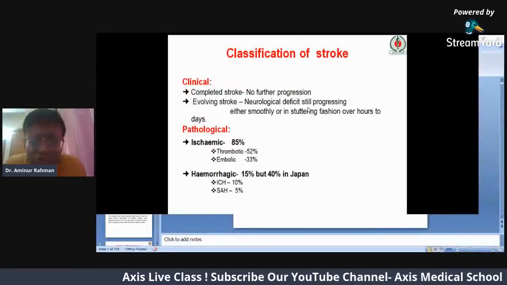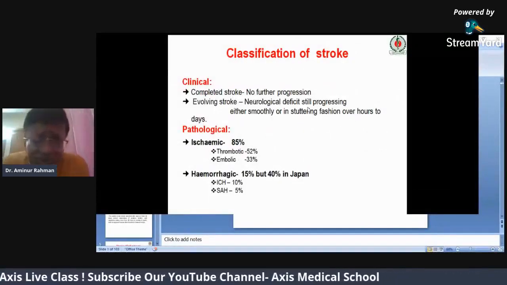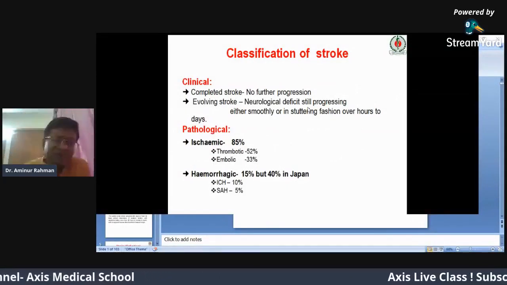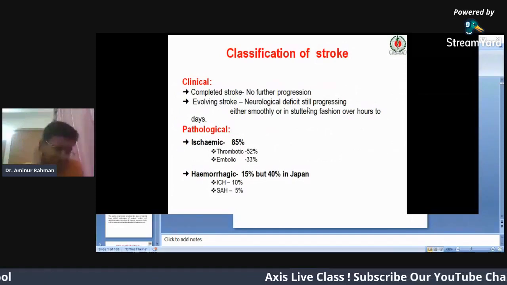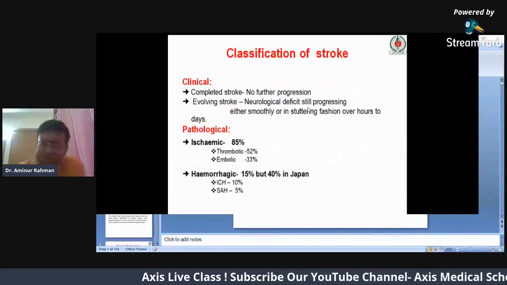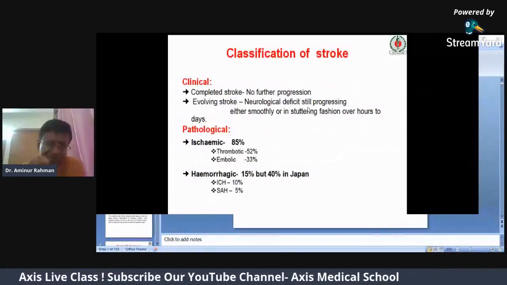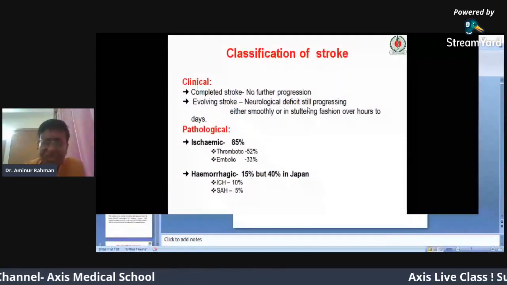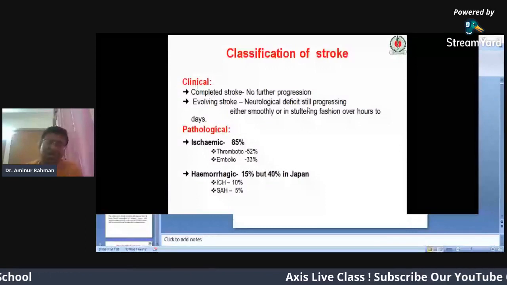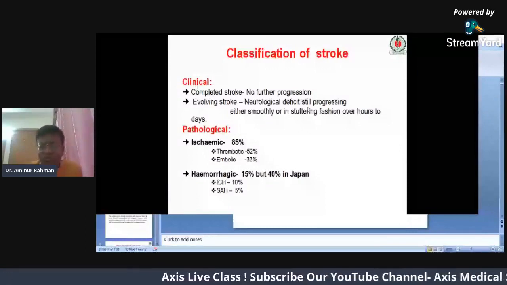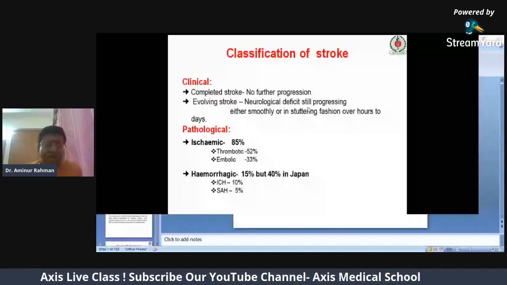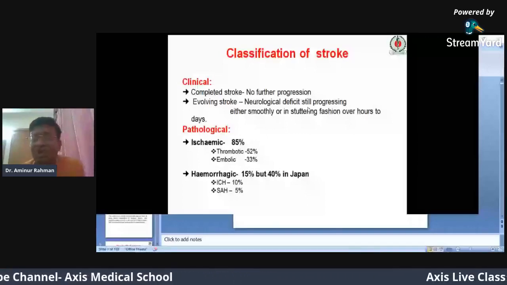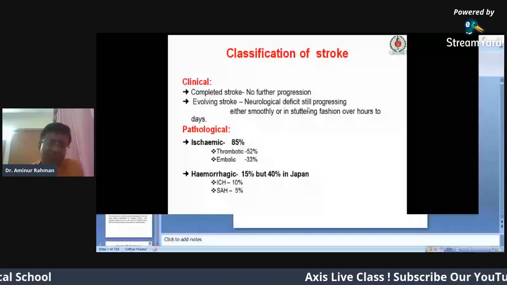Now, it is important to know the classification of stroke. As undergraduate students, you must have come across these common terms: the clinical classification and the pathological classification. In the clinical classification, there is a complete stroke, with no further progression, and an evolving stroke, which is further progression over hours to days.